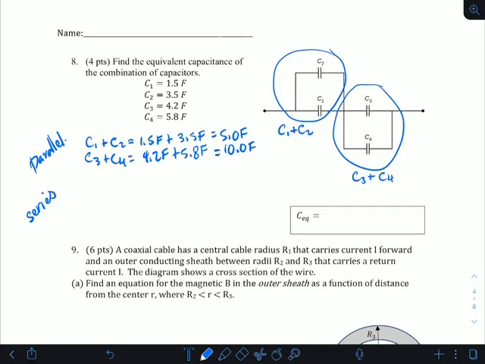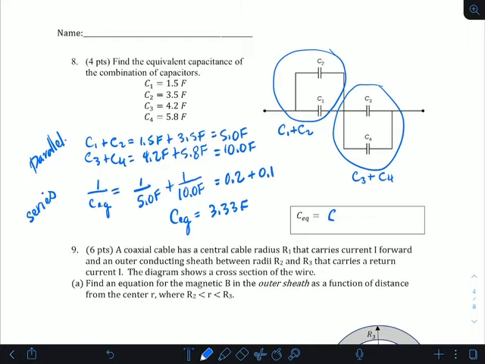And so now we're going to add the ones in series. Here we have 1 over C equivalent is equal to 1 over 5 plus 1 over 10, which is equal to 0.2 plus 0.1. So we have C equivalent is equal to 3.33 farads.